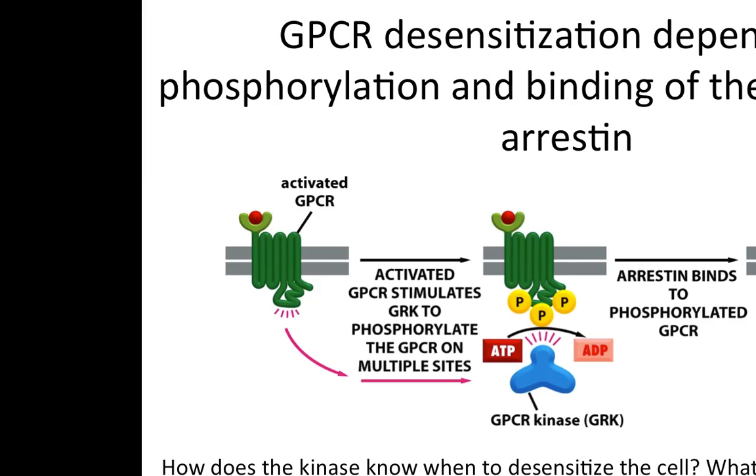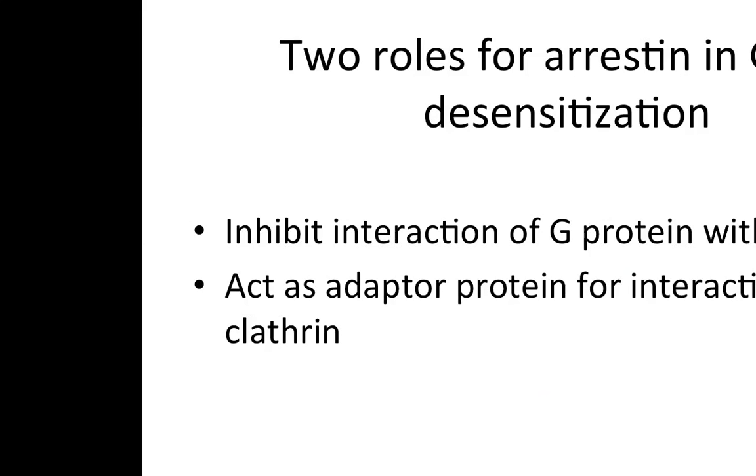Exactly. It interacts with clathrin. It acts like an adaptor, right? And so it interacts with clathrin. And so not only are you going to get shut off of signaling through inhibition of interaction with your G protein, but you'll also get shut off through endocytosis. So two roles for arrestin in GPCR desensitization. Good.